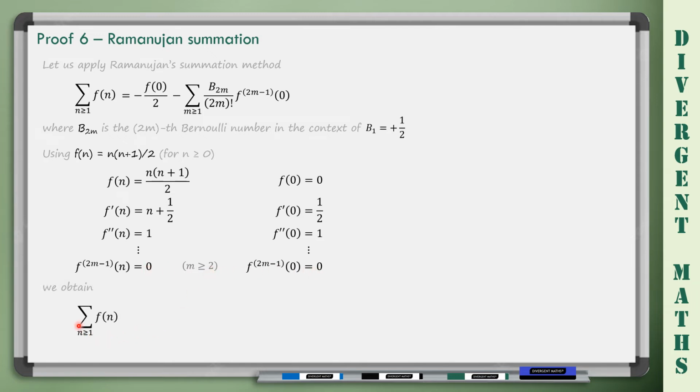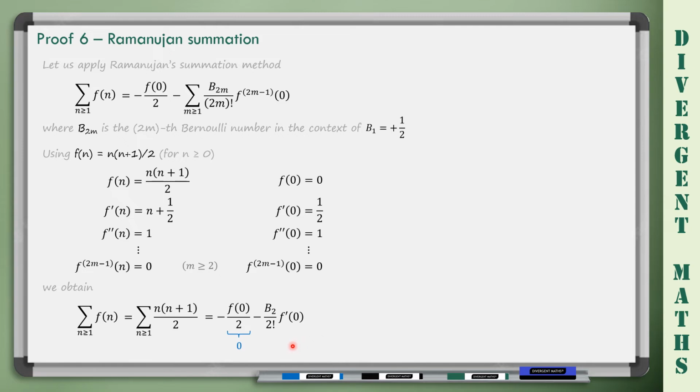We obtain the sum from n equal 1 to infinity of f of n is equal to the sum from n equal 1 to infinity of the triangular number, by definition of the function that we have chosen, which is equal to negative 1/2 of f evaluated at 0 minus b2 over 2 factorial of the first derivative f prime at 0. Again, only one term in that infinite sum, because for every value of m greater or equal to 2, it's uniformly equal to 0. Not even the value of that 2m minus 1 derivative of f is equal to 0 at 0, but it's equal uniformly to 0.